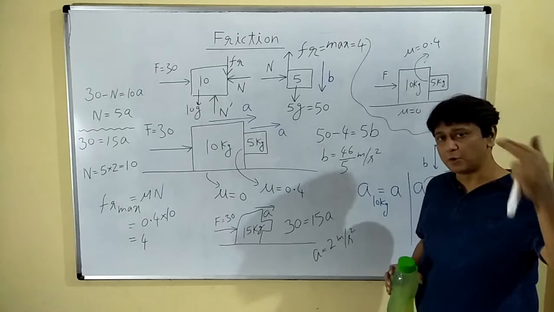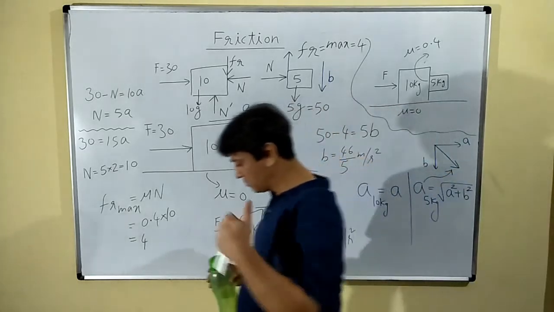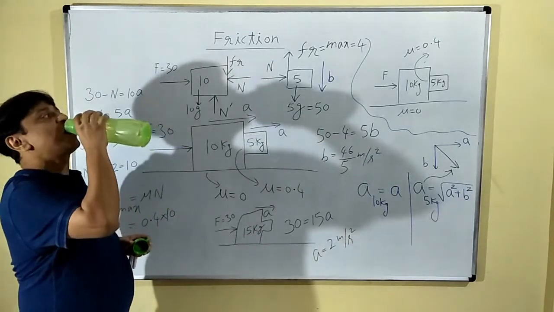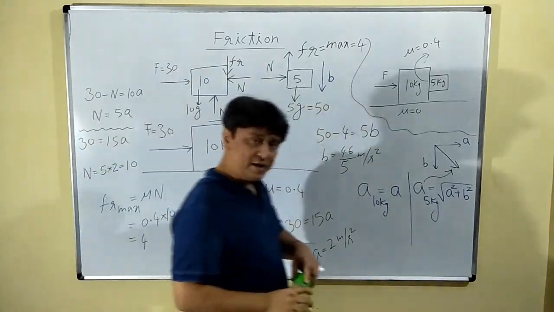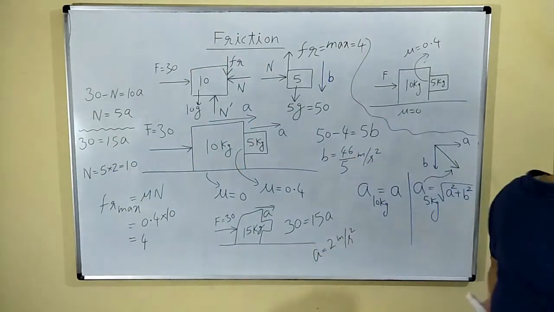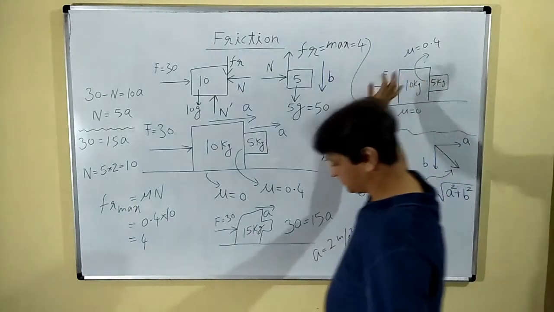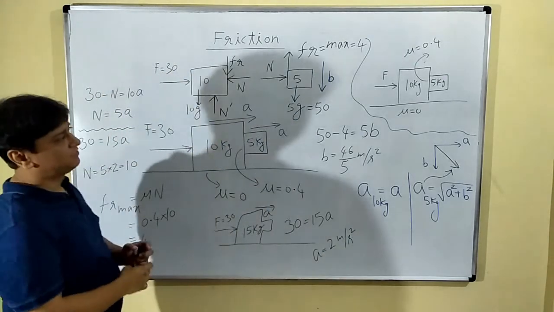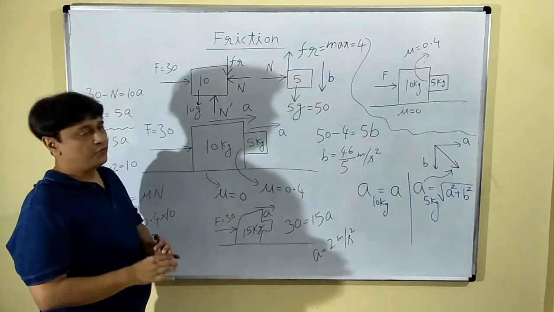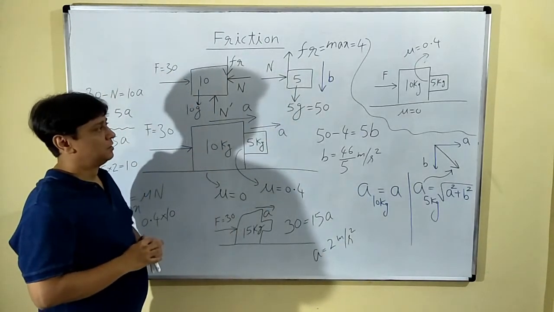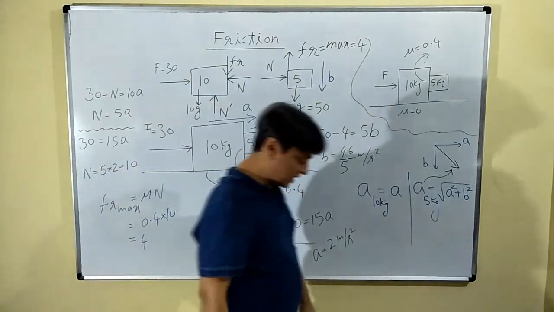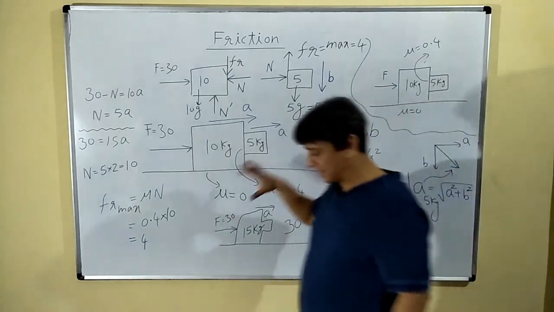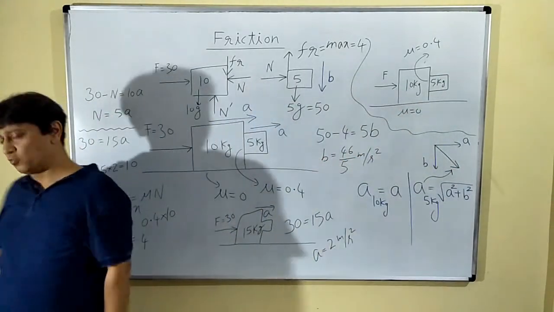Aur phir thoda sa level uthane ke liye, write down the second part of the question. Find out minimum force F for which 5 kg does not slide vertically.